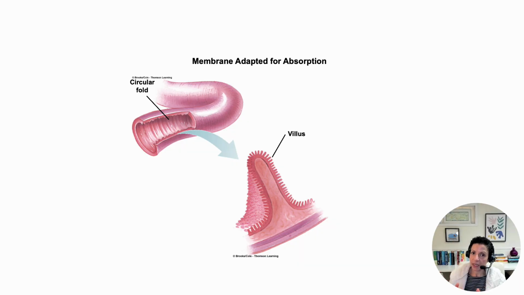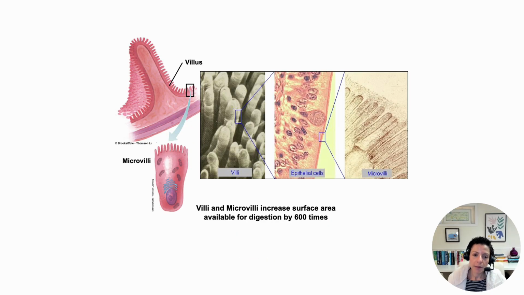And that those villi also expand the surface area available for absorption. But that's not it, right? Not only do we have these tall villi, if we look at each individual mucosal cell or epithelial cell that lines the villi, what we find is that on the luminal membrane, we have little microvilli, right? And those microvilli help expand even further the surface area available for absorption.